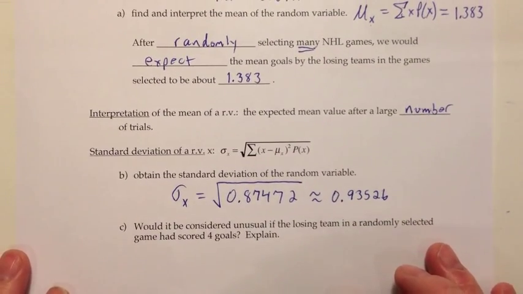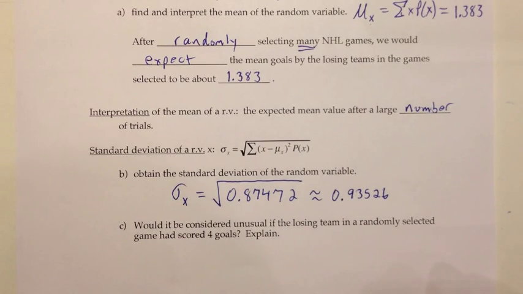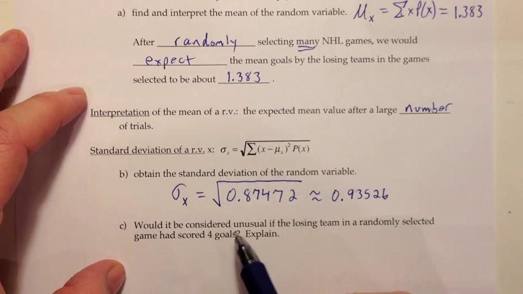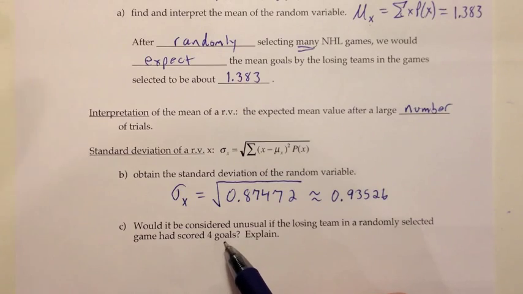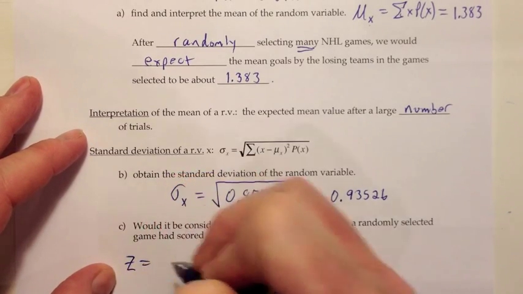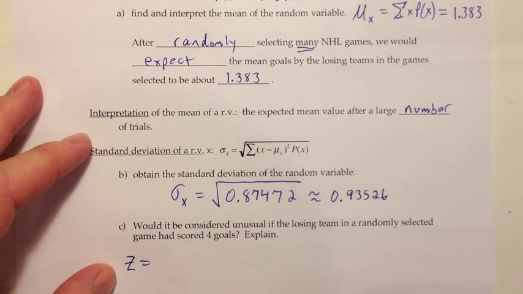So one of those would be to ask a question like this: would it be considered unusual if the losing team in a randomly selected game had scored 4 goals? So if you know hockey, you'd know that'd be a bit of a surprise to score 4 and to lose. But what if you don't know hockey? It's okay, as long as you know the mean and standard deviation, that'll allow you to do a z-score.